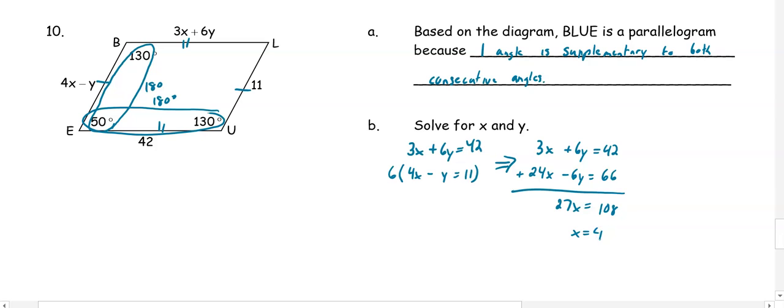Then we're going to go back and substitute to solve for y. So we have 4 times 4 minus y equals 11. 16 minus y equals 11. So negative y equals negative 5. Y is positive 5. So we have 4, 5.